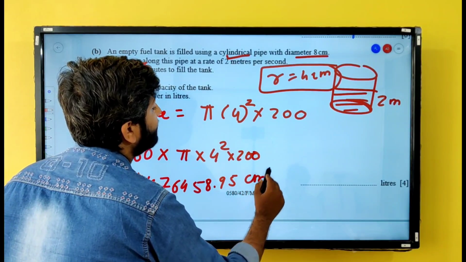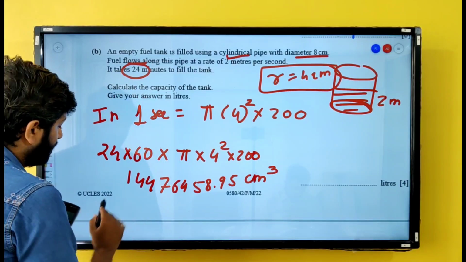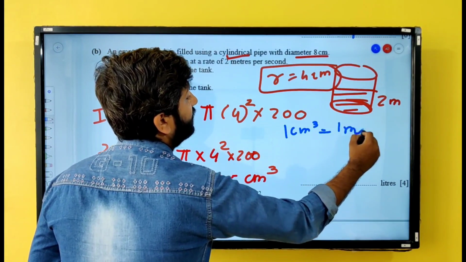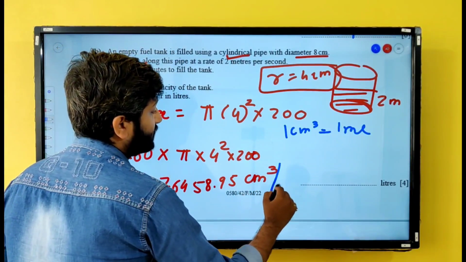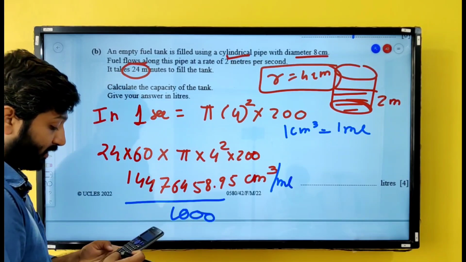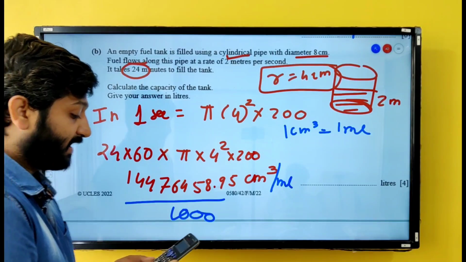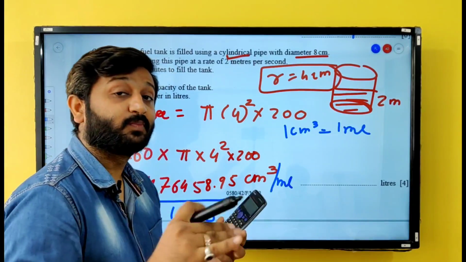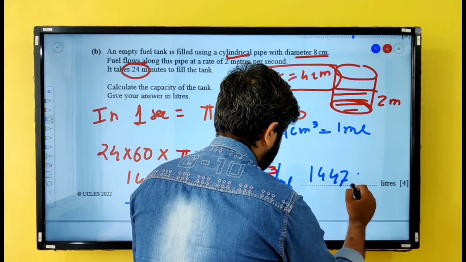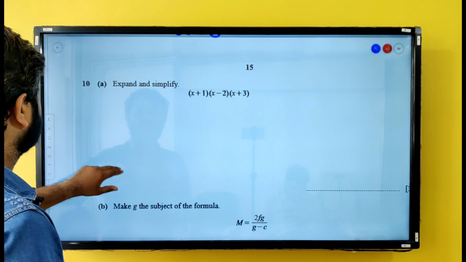1447645 cm cube. But we are supposed to give our answer in liters, and we know 1 centimeter cube is 1 ml. So this many centimeter cube is equals to this many ml. Now let us divide this by 1000 to get our answer in liters. So we have 14476.45. So I'll write 14476 liters. Right? Next question.